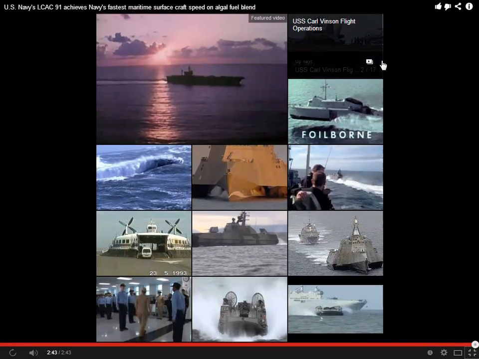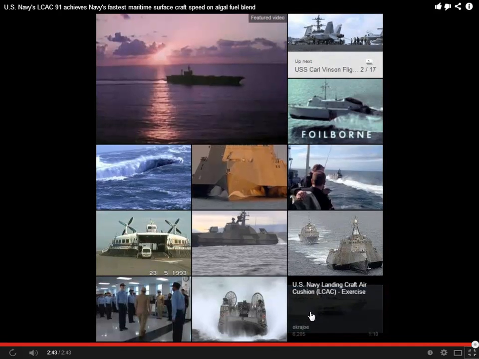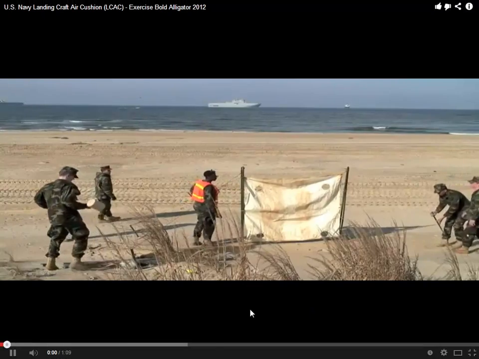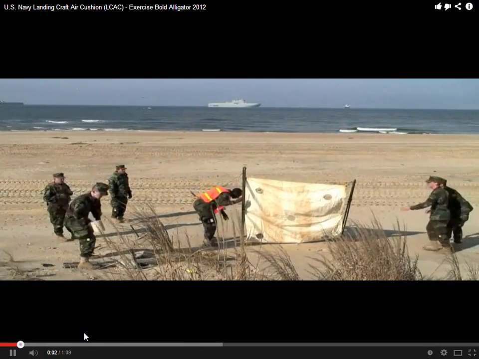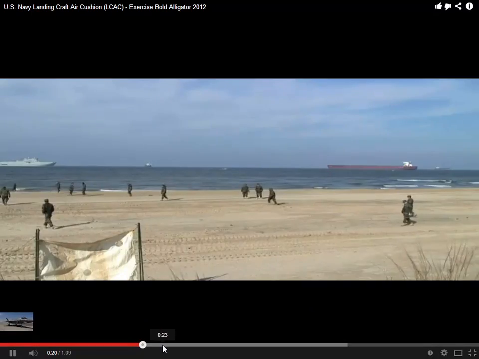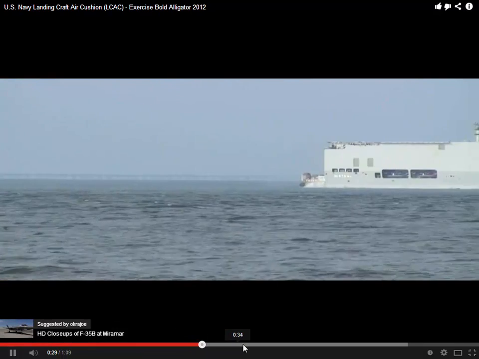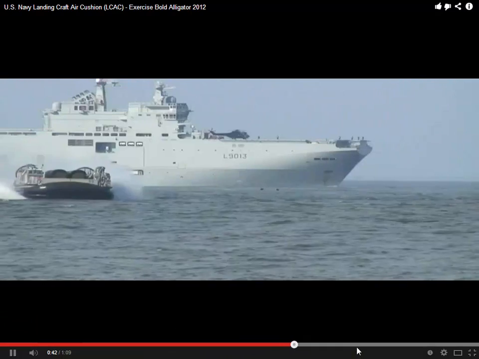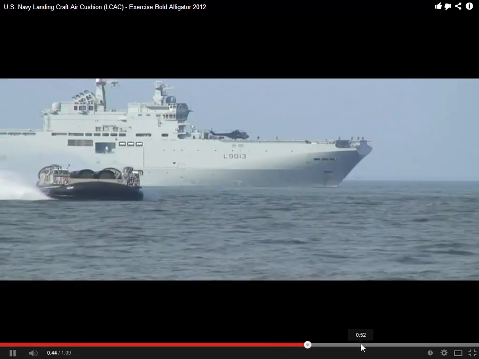I was hoping that it'd show it going off at 80 miles an hour, but I don't think so. Let's just try this one. I can't resist. Looks like they're going fast on this one. Pretty quick, not 80.